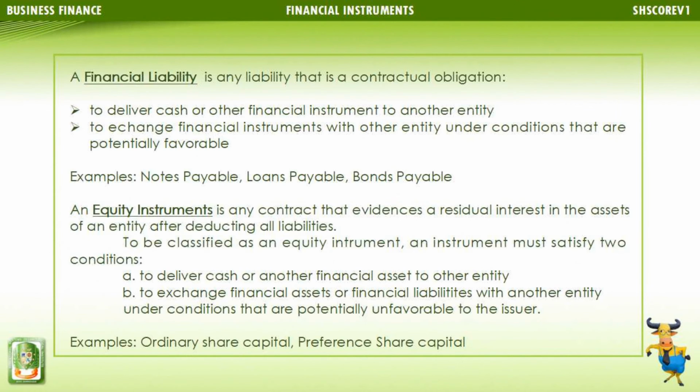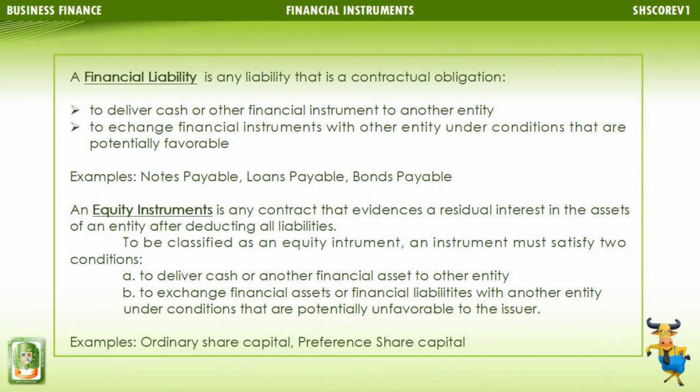A financial liability is any liability that is a contractual obligation to deliver cash or other financial instrument to another entity, or to exchange financial instruments with another entity under conditions that are potentially favorable. Examples of this are notes payable, loans payable, and bonds payable.